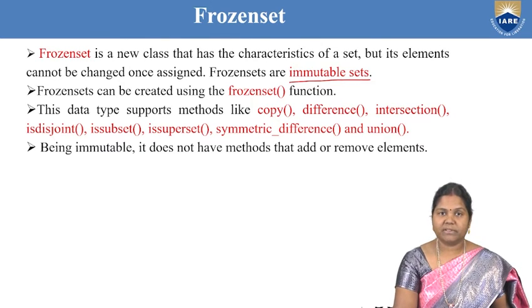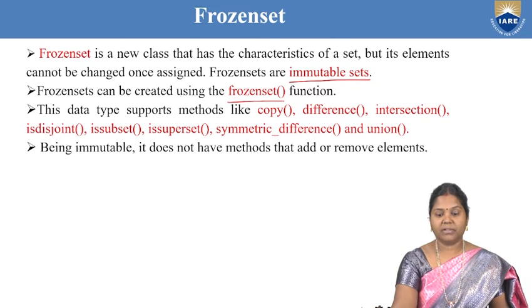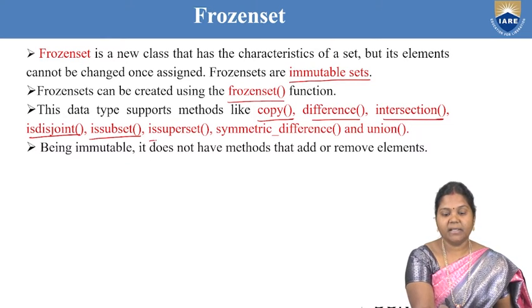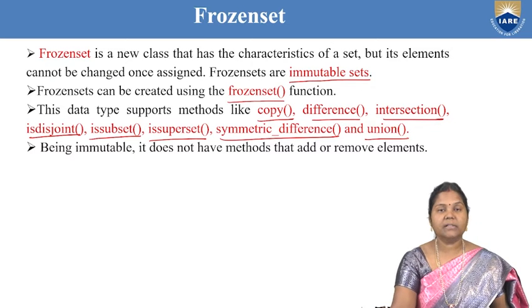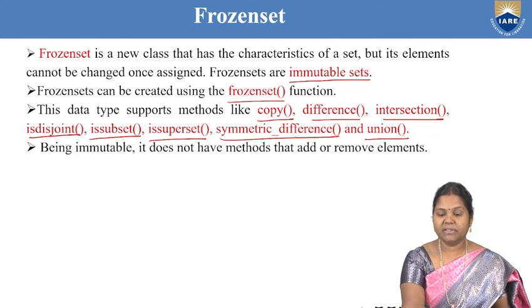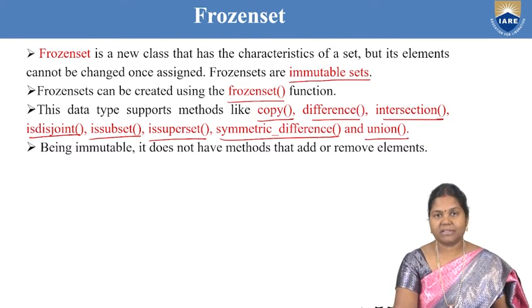Now, how to create a frozen set? To create a frozen set, we normally use the frozenset function. And what are the other functions that are supported like set? We can use copy, difference, intersection, isdisjoint, issubset, issuperset, symmetric_difference, union, because a frozen set is also a kind of set. So, all these set properties, operators and operations it supports. How to copy a frozen set, how to find the difference, intersection, union, subset, superset, all these functions are applicable in the frozen set also.